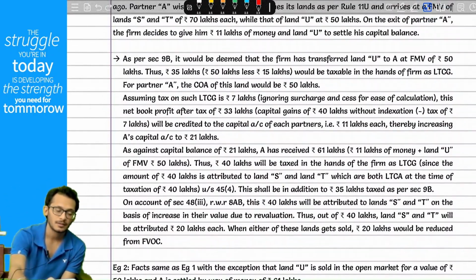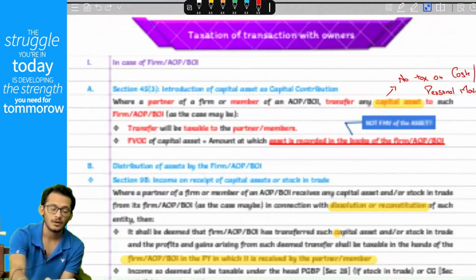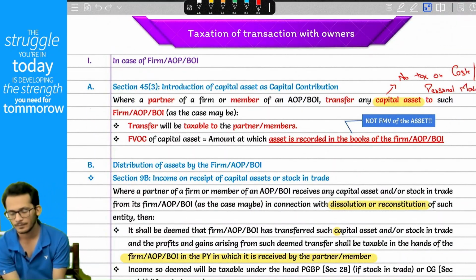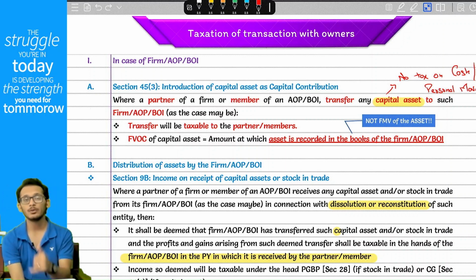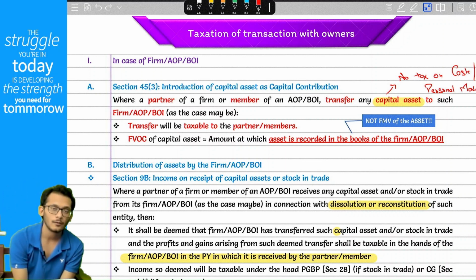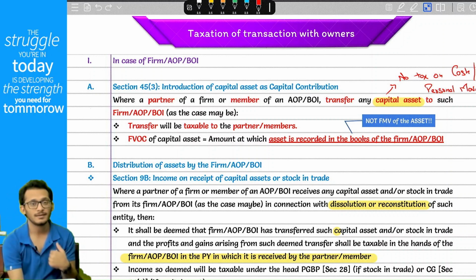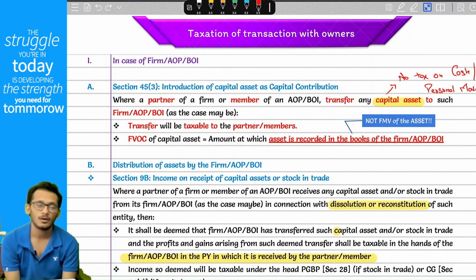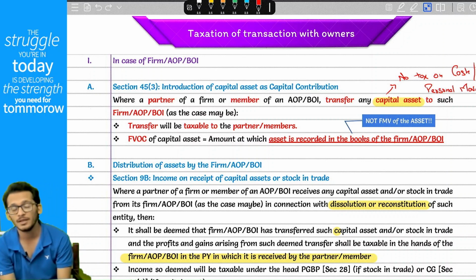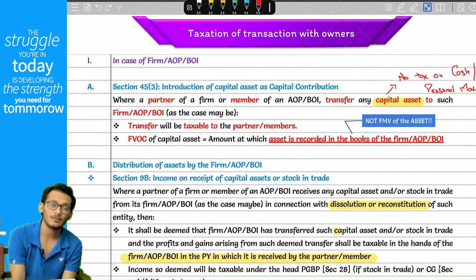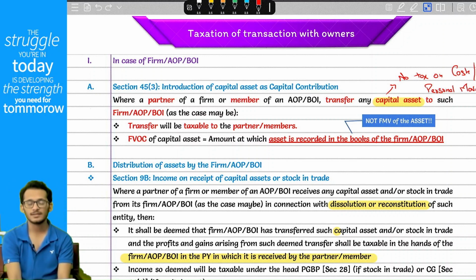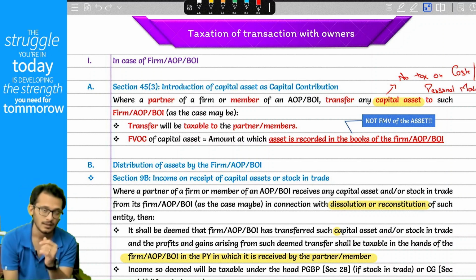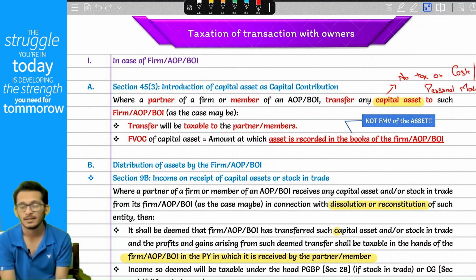Finally, the last topic, which is firms and AOPs or BOIs. Income tax says, if you decide to give your assets to the firm or AOP or BOI, where you are the partner or the member, check what kind of asset you are giving. If you are giving cash, not taxable. If you are giving any personal movable effects, not taxable. If you are giving any capital asset, taxable.